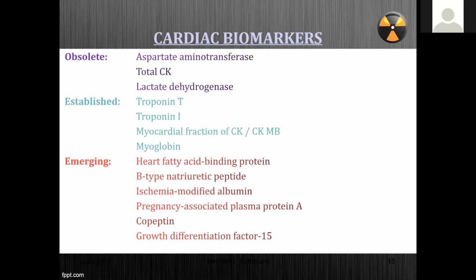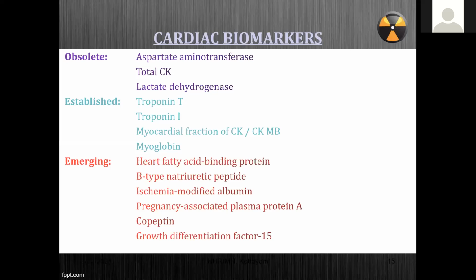Emerging means novel biomarkers like H-FABP, B-type natriuretic peptide, ischemia modified albumin (IMA), pregnancy-associated plasma protein, copeptin, and growth differentiation factor. I need to discuss this slowly, I'm being a bit fast.